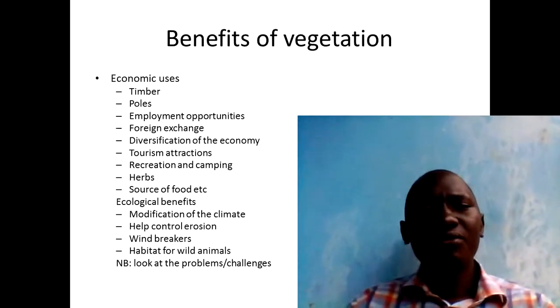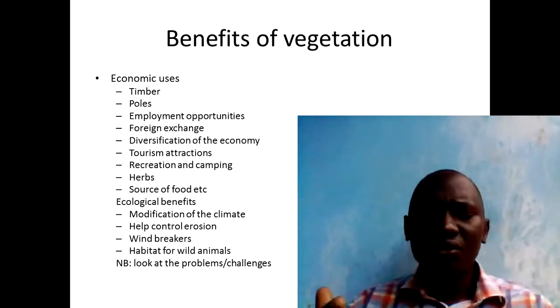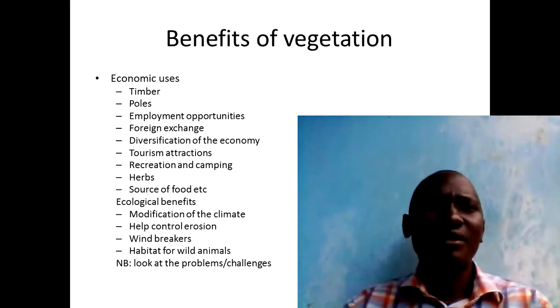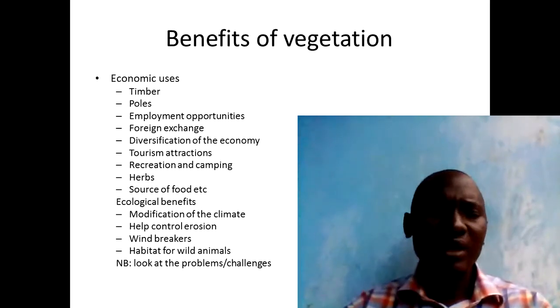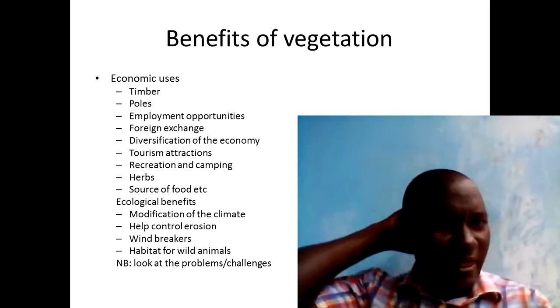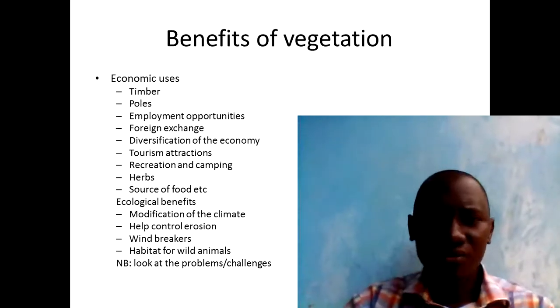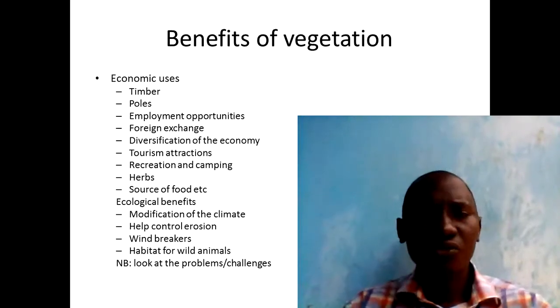What are the benefits of our vegetation? And basically here, vegetation: natural vegetation, forests, trees, plants. What are the benefits? These benefits are both economic and ecological. Among the economic benefits, of course, we have timber. Timber is a very important resource because it's used in the furniture making industry. We have poles, which are used for transmission of electricity and also construction poles.